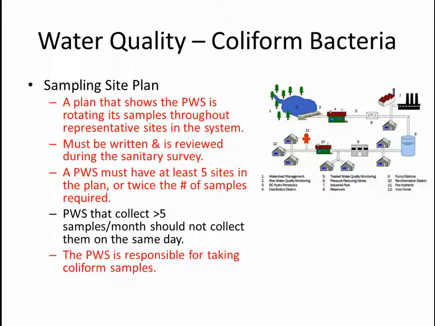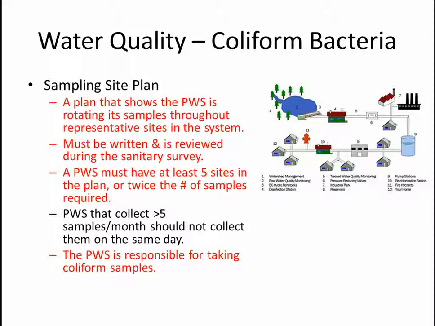Okay, so when you are sampling in your distribution system, you need a sampling site plan. For coliform bacteria, you have to have a plan that shows that your system is rotating the samples throughout representative sites in the system. You're covering different pressure zones. You're not taking the sample from the same house every single time. You're constantly moving through the system to check the water quality throughout. This plan has to be written, and it's reviewed during your sanitary survey. It's also reviewed if you have an event like a boil order or some sort of quality violation with coliform bacteria. We'll ask to look at your sampling site plan.